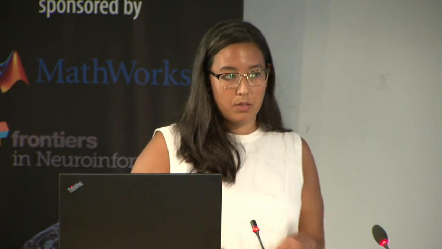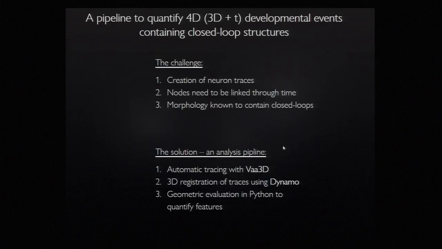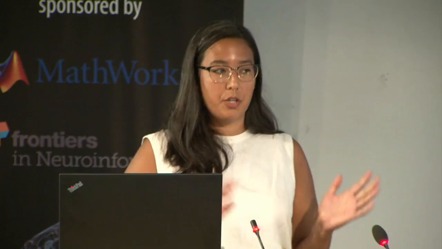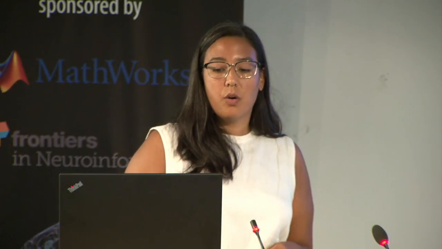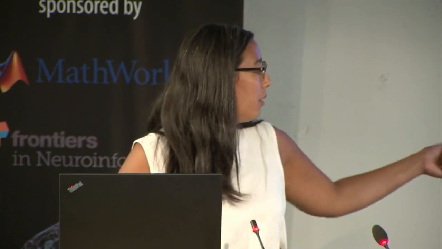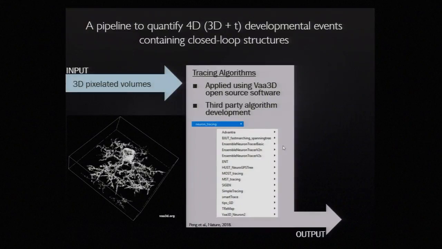So the solution that I'm proposing and I'm working on currently is an analysis pipeline that's using various open source and what will soon become an open source program, the Dynamo program that's still in development, to address these problems. So using Vaa3D to create automatic traces of every time point, and then 3D registration with Dynamo, and exporting, importing the output of Dynamo into Python, so you can extract your geometrically defined features, so the acute angles or the orthogonal projections.